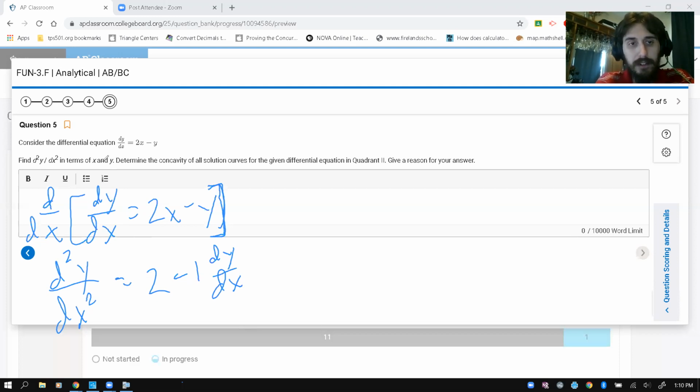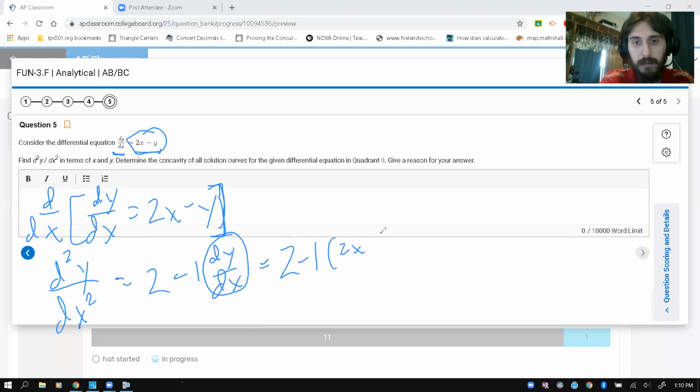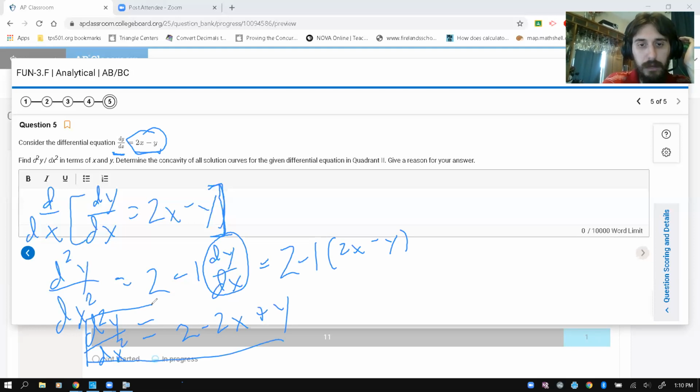Now this is not in terms of x and y. Well, how could we fix that? Well, we know dy dx is 2x minus y. So instead of dy dx here, if I want it in terms of x and y, I could write 2x minus y. So this becomes 2 minus 1 times 2x minus y, or simply 2 minus 2x plus y. All right, that is our second derivative, and this problem is done. D squared y over dx squared is 2 minus 2x plus y.